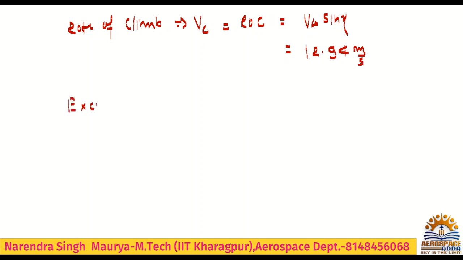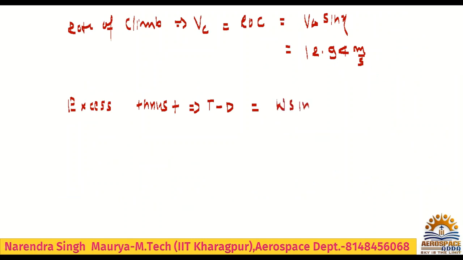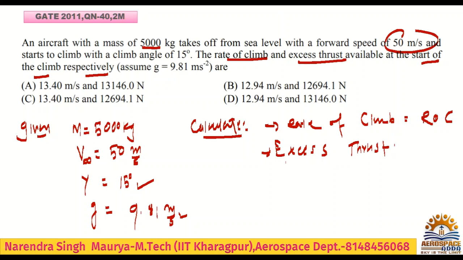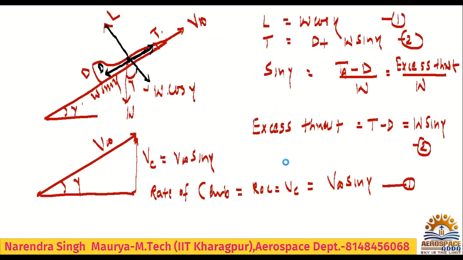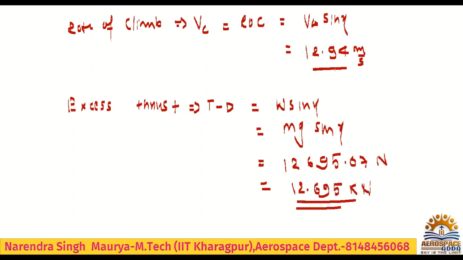Now we'll go for the excess thrust. What is the excess thrust? T minus D. What is T minus D? Check. It is W sin gamma. What is W? Mass is given, so mg sin gamma. What is the mass? 5,000. Let me write, 5,000 into 9.81 into sin 15. How much is it? It is 12,695.07 Newton, or you can say 12.695 kilonewton. This is the rate of climb and the excess thrust.